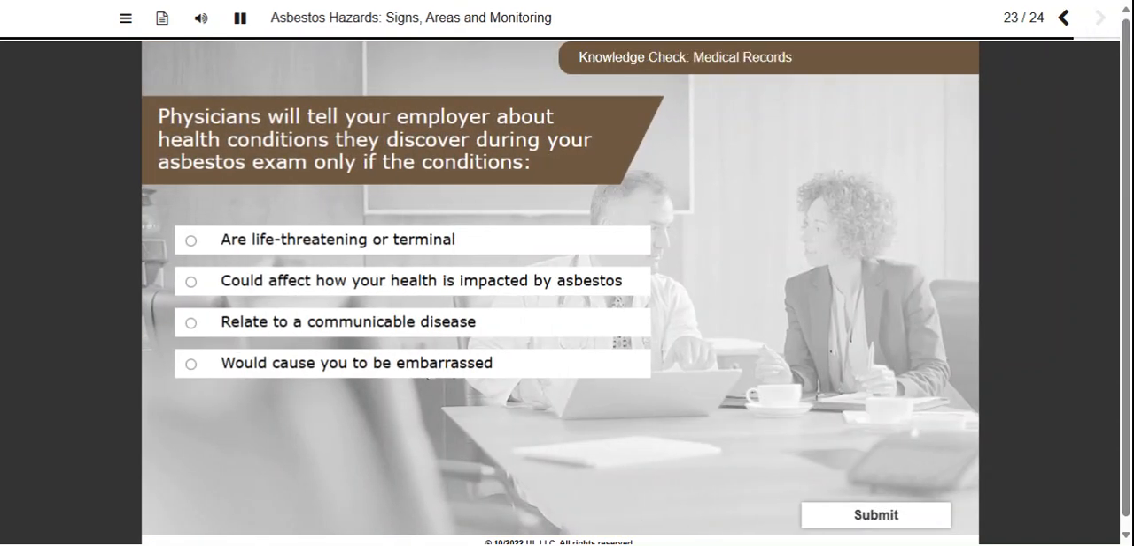Physicians will tell your employer about health conditions they discover during your asbestos exam only if the conditions are what?